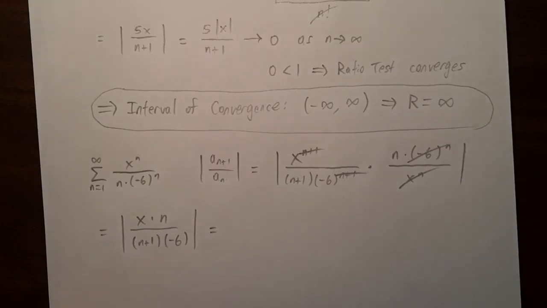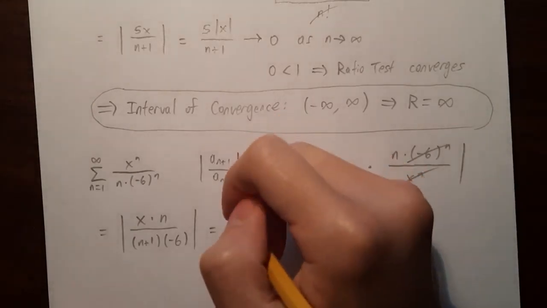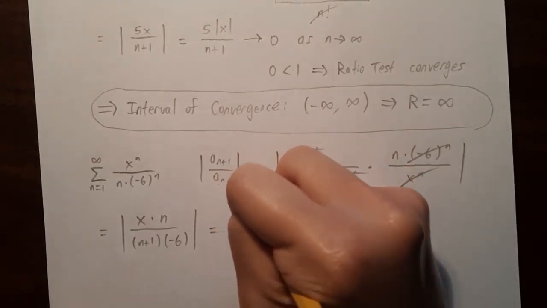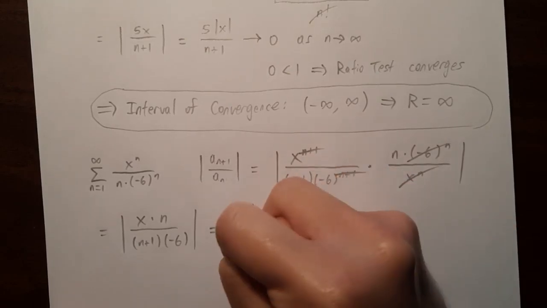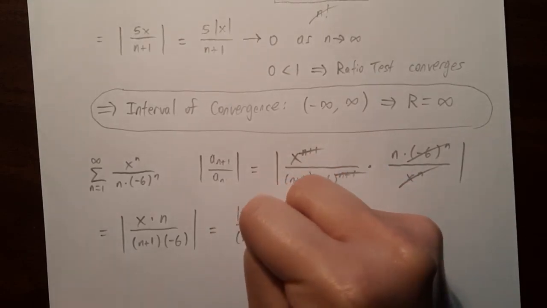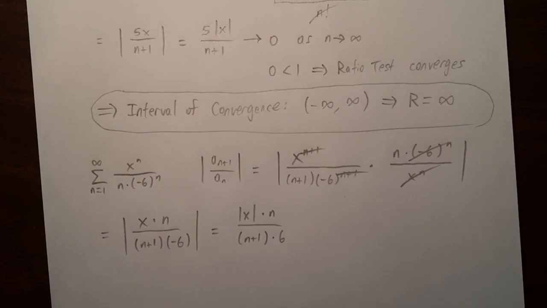All right, so let me simplify the absolute values a little bit. We have a negative 6 down below, so after I take the absolute value, it will become positive. All of the other factors are positive except possibly the x. So in that case, the only thing I need to enclose in absolute values is just the x. And I'll replace the negative 6 with a positive 6.